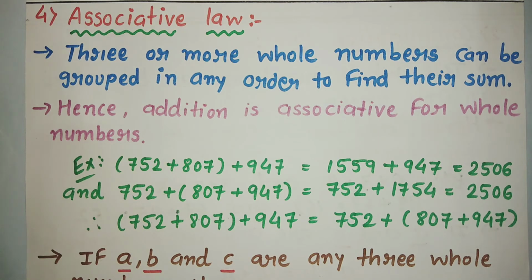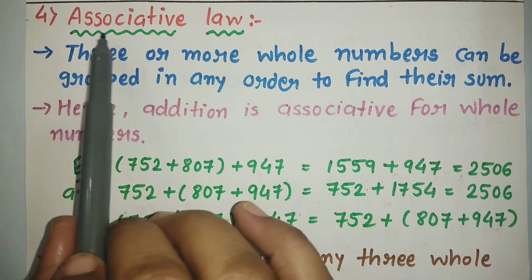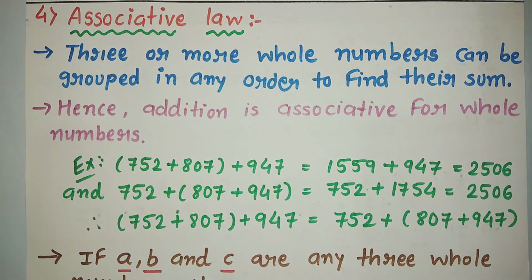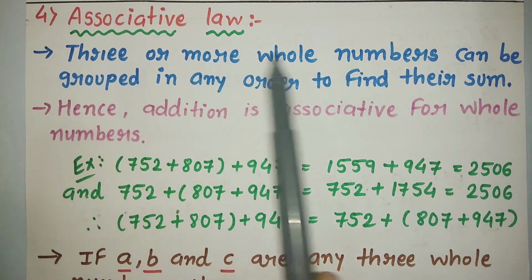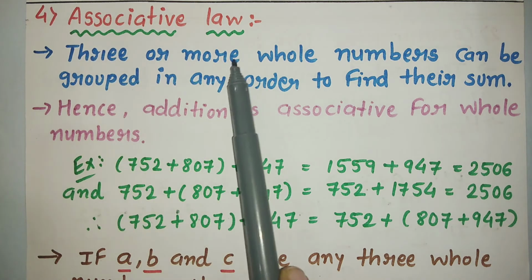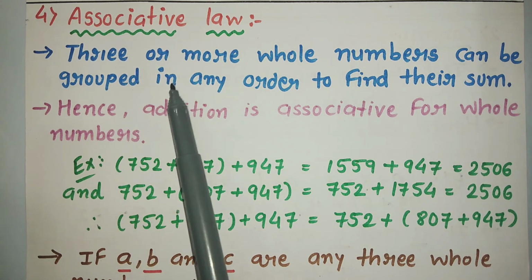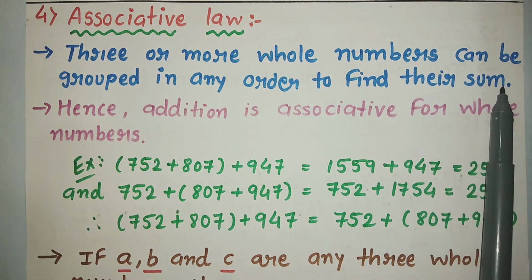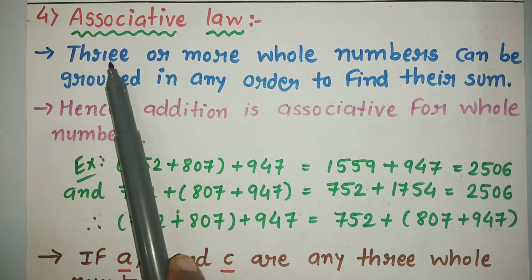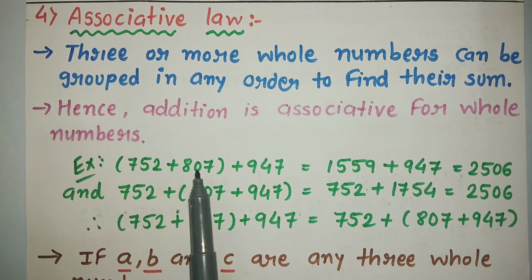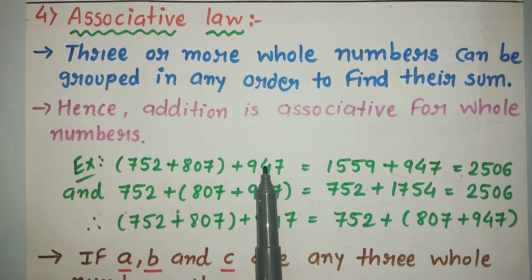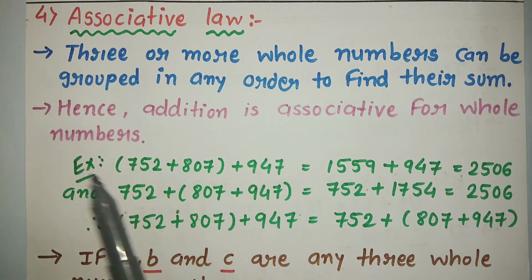The fourth property is the associative law. Have you ever heard the word association? Association means group. So here also in this property we have to do something like this. Associative law: 3 or more whole numbers can be grouped in any order to find their sum. If 3 numbers are given, like 752, 807 and 947, is it possible to add all these 3 numbers together?